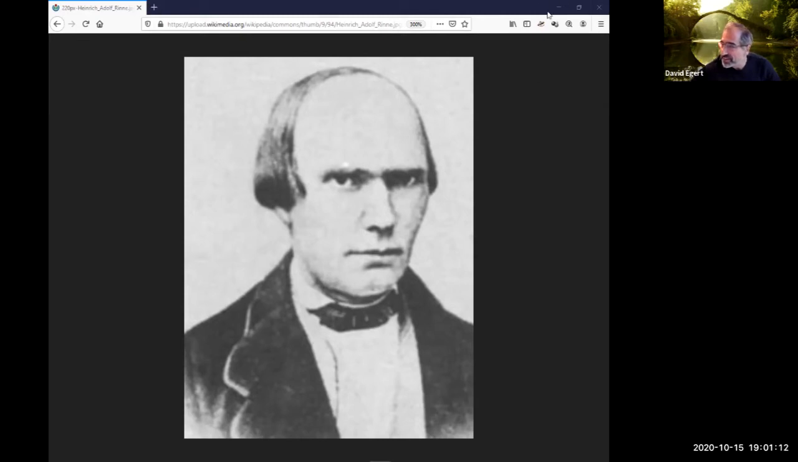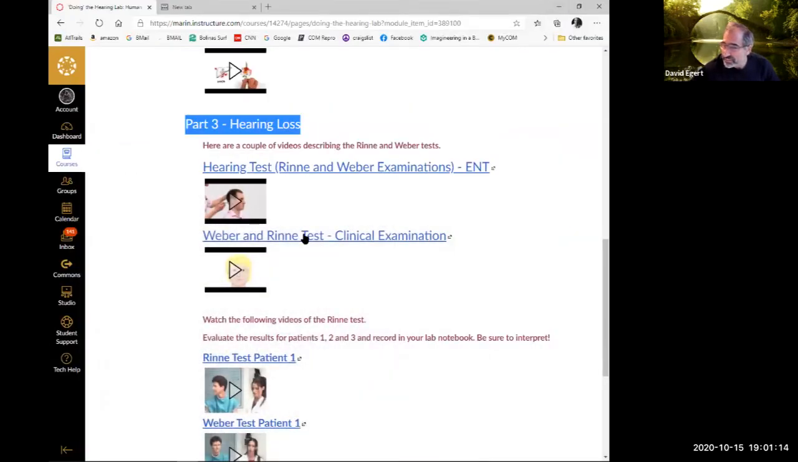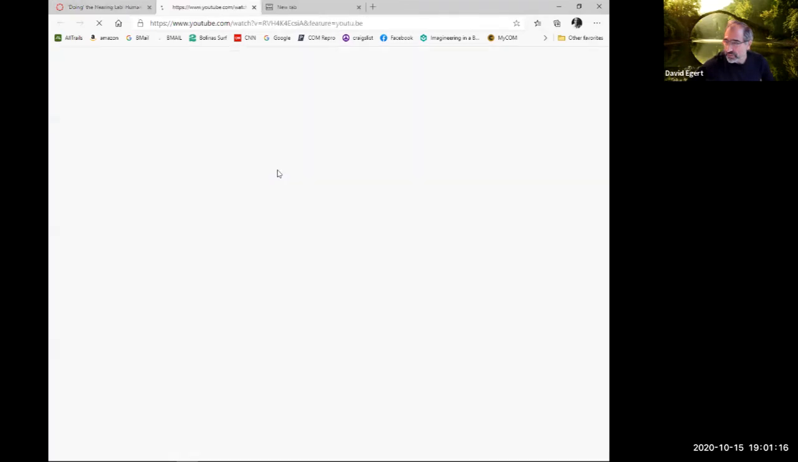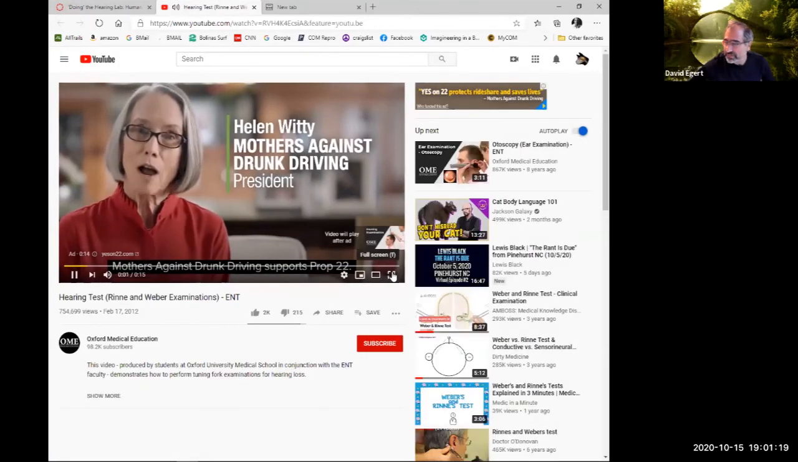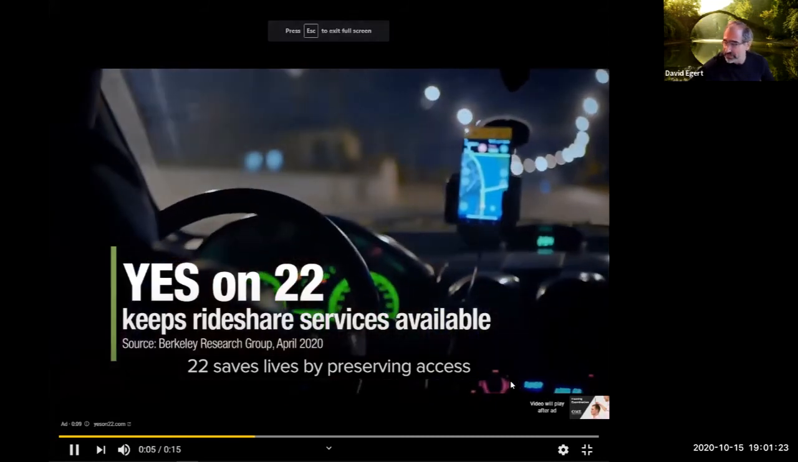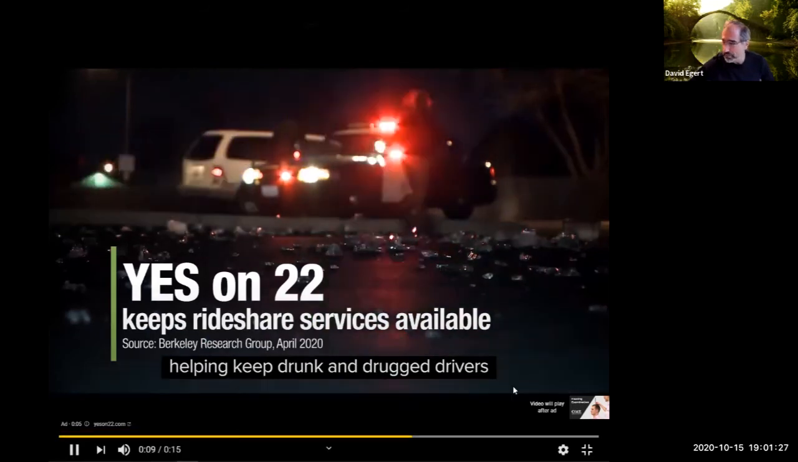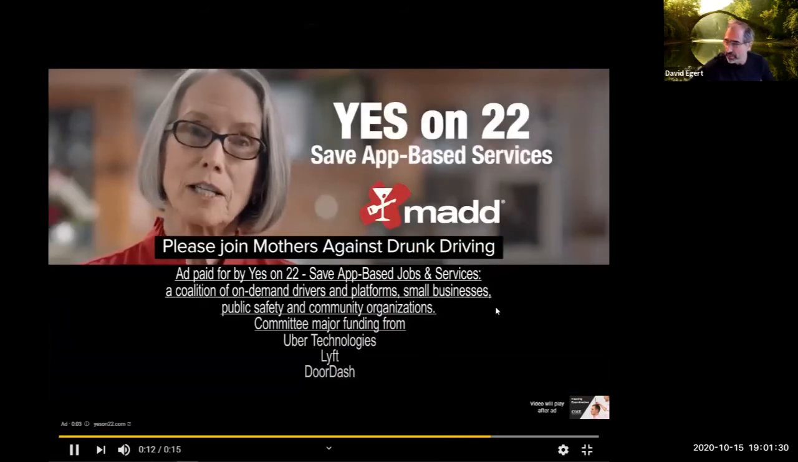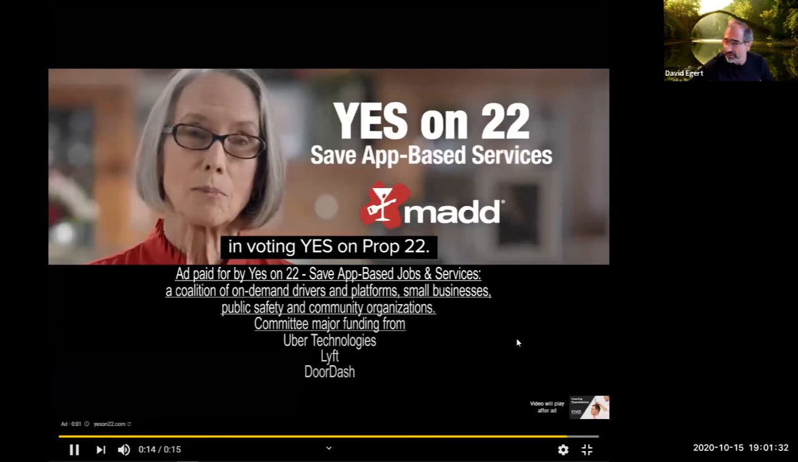Mothers Against Drunk Driving supports Prop 22. Prop 22 saves lives by preserving access to rideshare services across California, helping keep drunk and drug drivers off our roads. Please join Mothers Against Drunk Driving in voting yes on Prop 22.